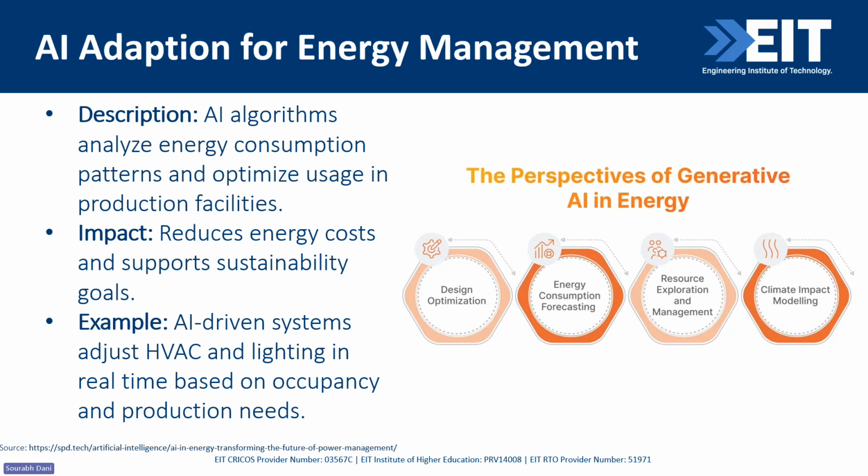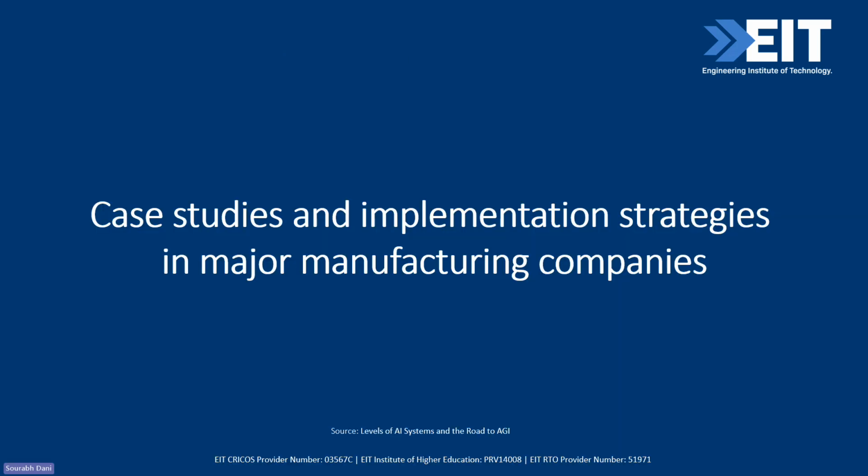These AI-driven systems will adjust the HVAC system and lighting in real time based on the occupancy and production needs within the office spaces. If many people are there, then the HVAC systems, which are AI integrated, produce a large amount of air cooling. If fewer people are there, it reduces the power of the HVAC system. Then we'll learn about some case studies on implementation strategies in major manufacturing companies.